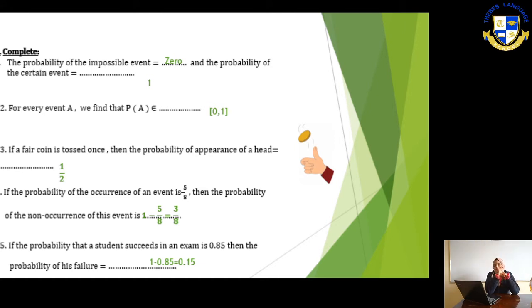Number 3, if a fair coin is tossed once, then the probability of the appearance of a head is 1 over 2. Number 4, if the probability of occurrence of an event is 5 over 8, then the probability of non-occurrence of this event is 1 minus 5 over 8 equals 3 over 8. Number 5, if the probability that a student succeeds in an exam is 0.85, then the probability of failure is 1 minus 0.85 equals 0.15.